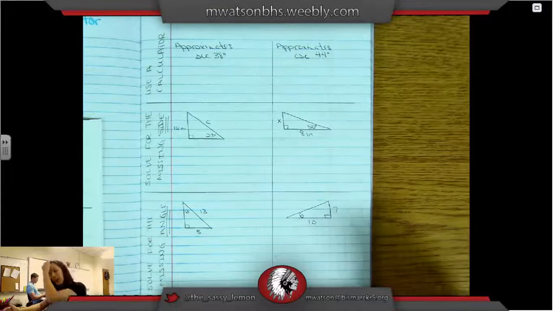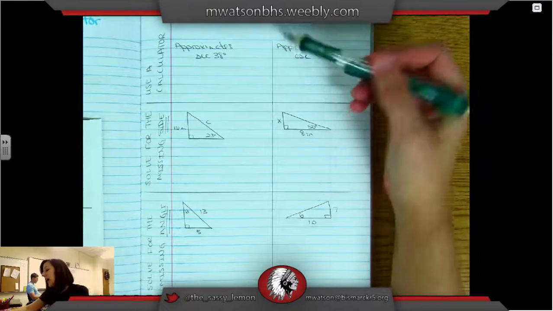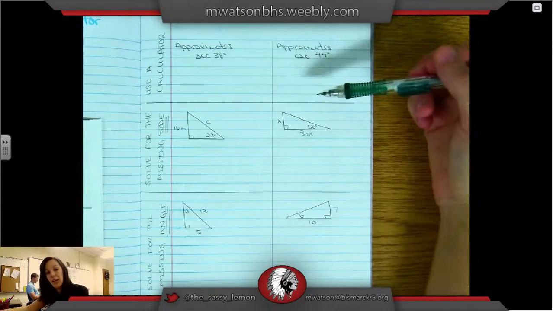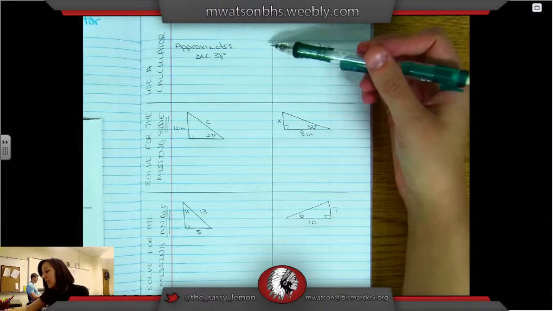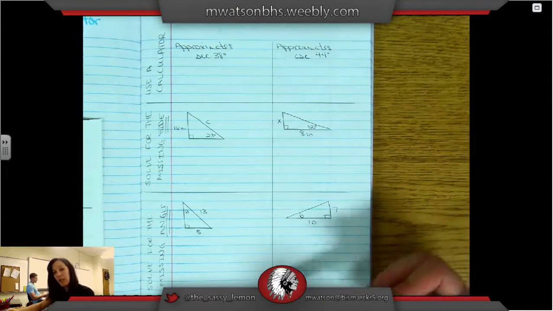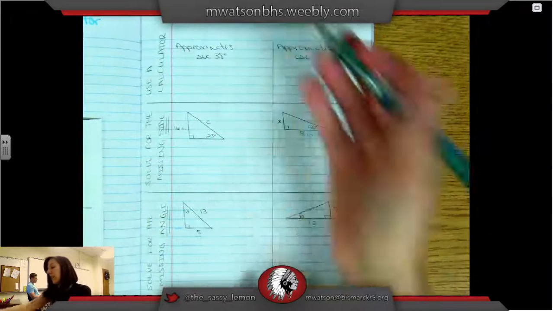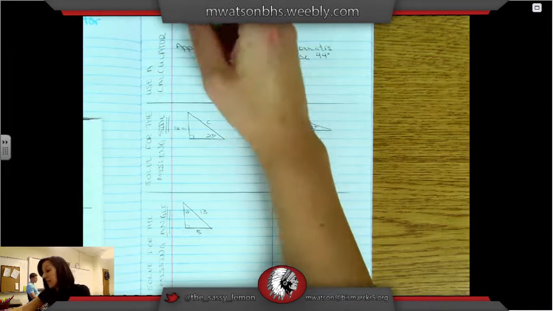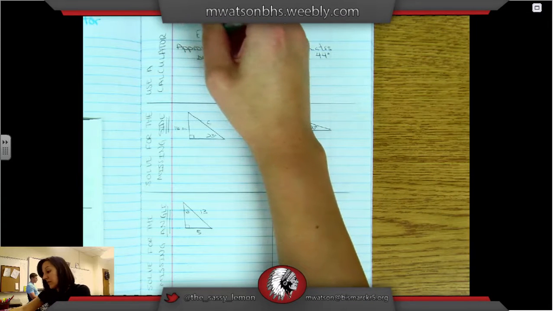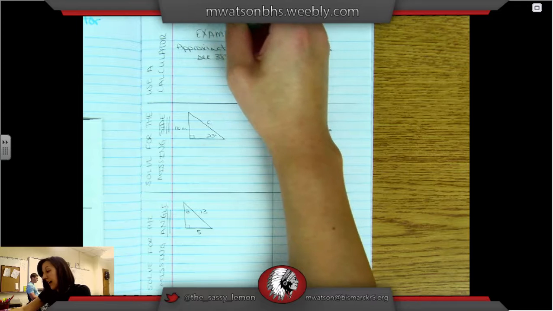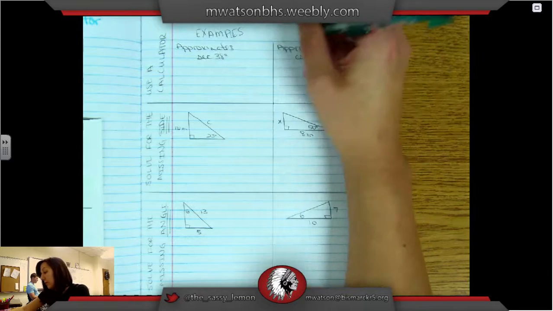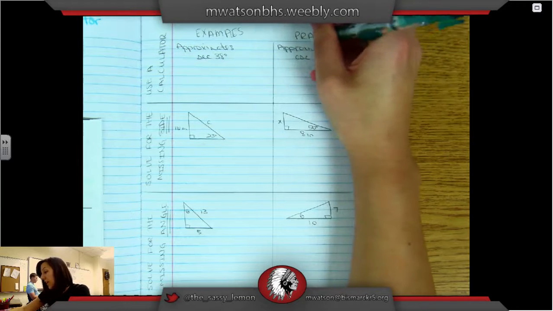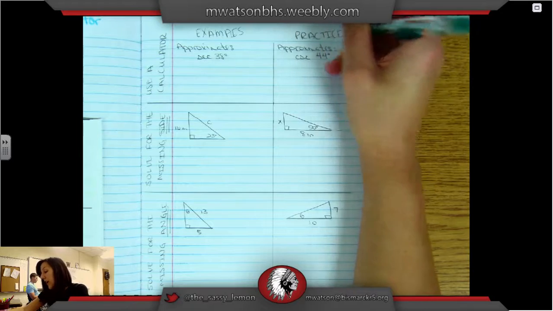Alright, so now on page 26, I want you to go ahead and divide up page 26. First, divide it in half, and you're going to have two columns. This is going to be examples, and then this half is going to be practice. So we'll check over these three tomorrow.